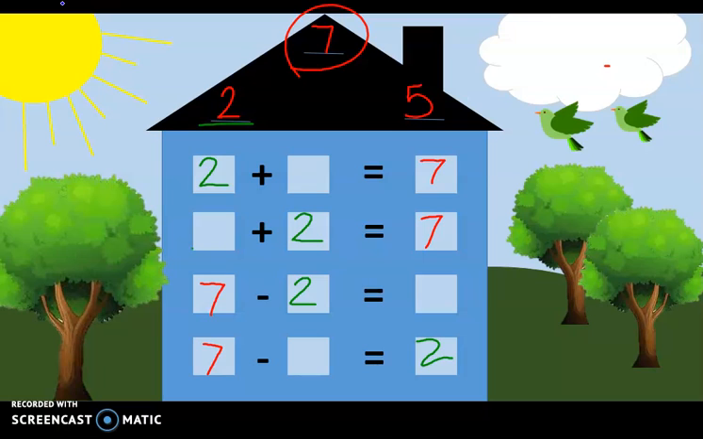I'm plugging and I'm chugging. I'm plugging in the 5 and I'm chugging right along. Plug a, chugga, chugga, plug a, chug.